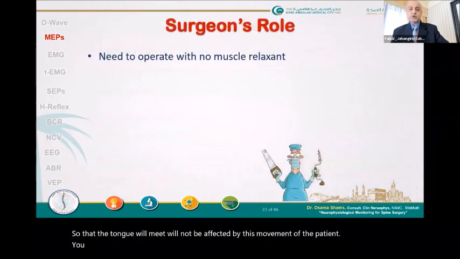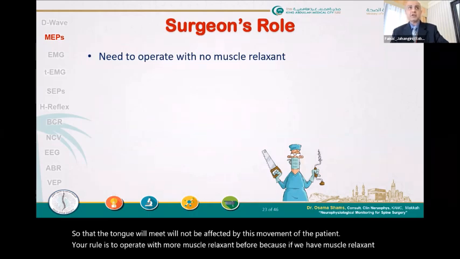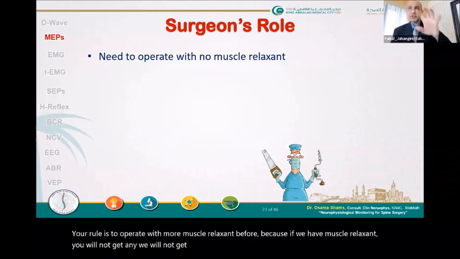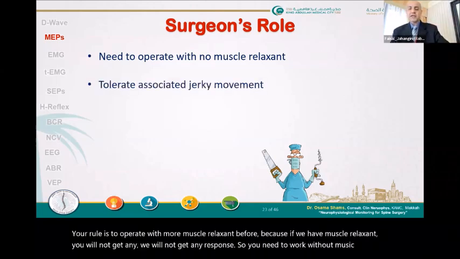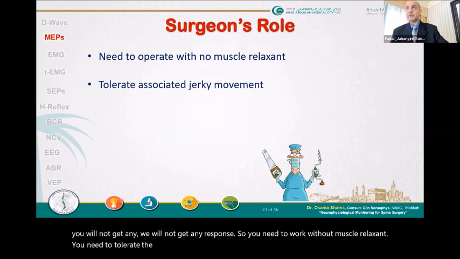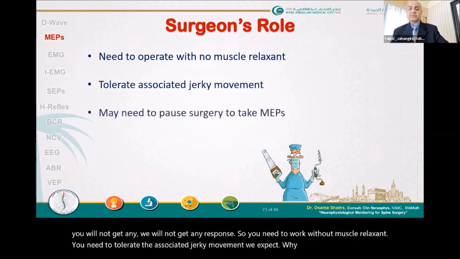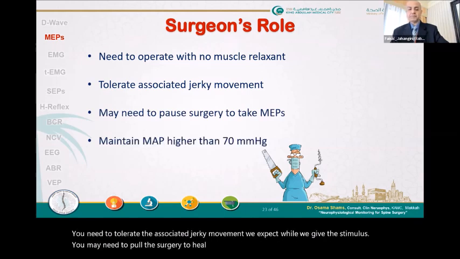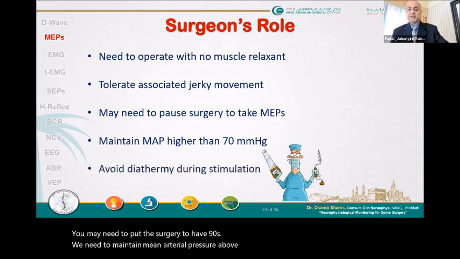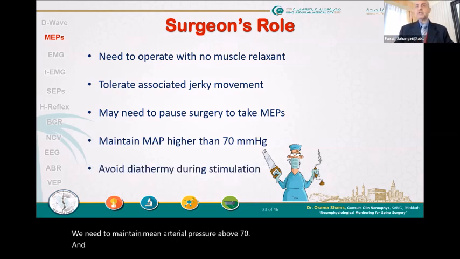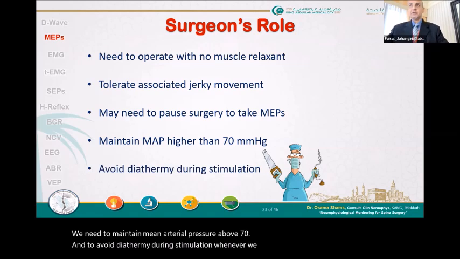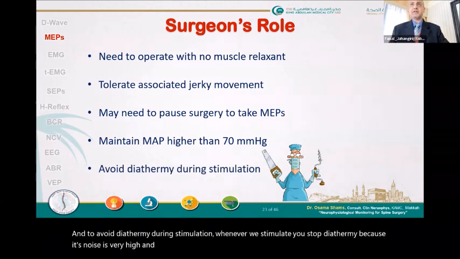Your role is to operate with no muscle relaxant, because if we have muscle relaxant, we will not get any response. You need to tolerate the associated jerky movement we expect while we give the stimulus. You may need to pause the surgery to have MAPs. We need to maintain mean arterial pressure above 70 and avoid diathermy during stimulation. Whenever we stimulate, you stop diathermy because its noise is very high. It will affect our system so much and it will mask our responses.